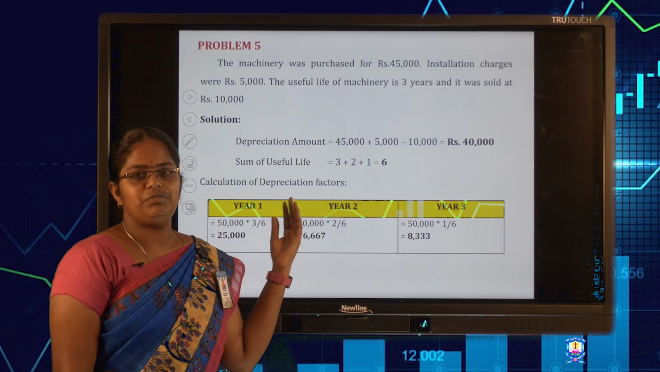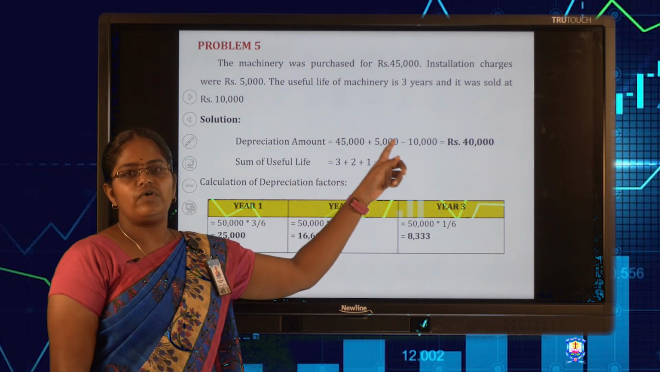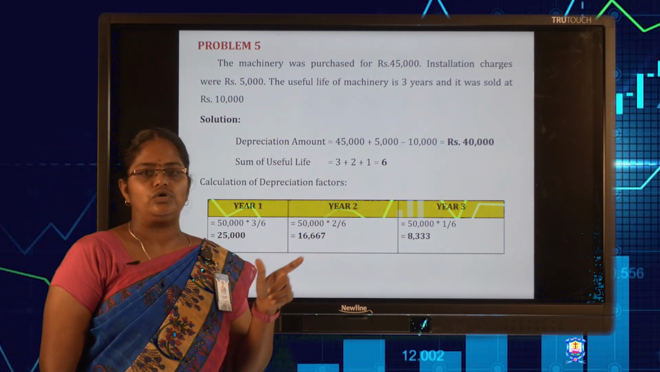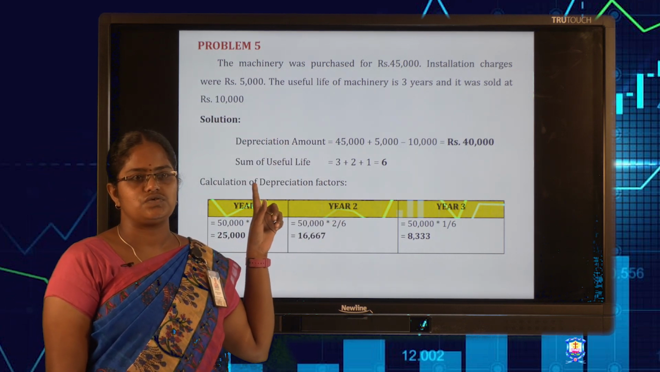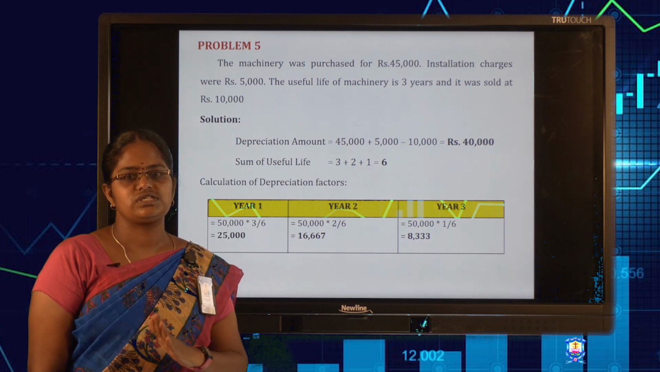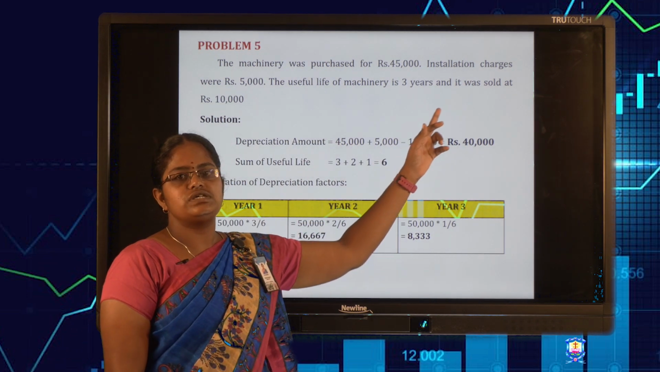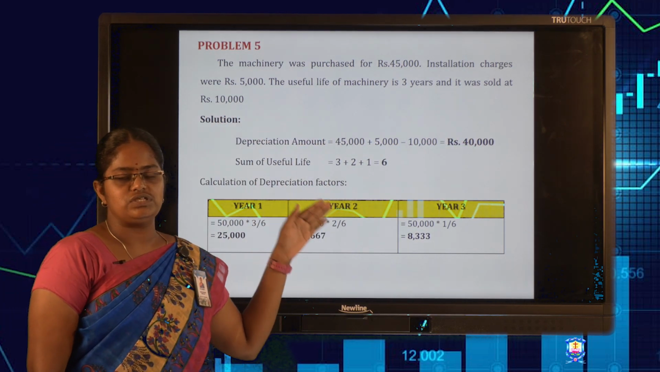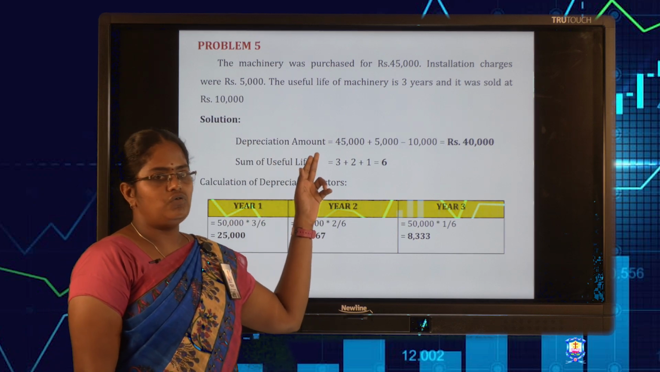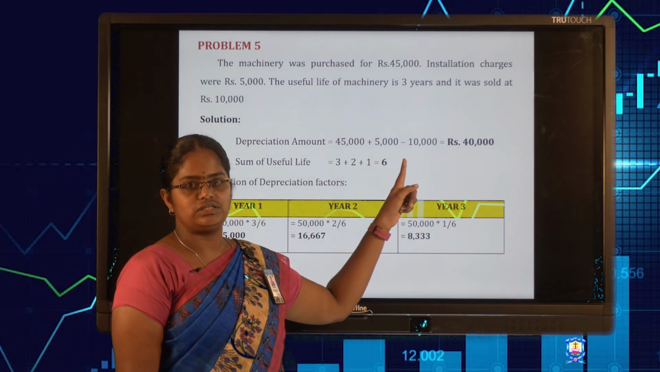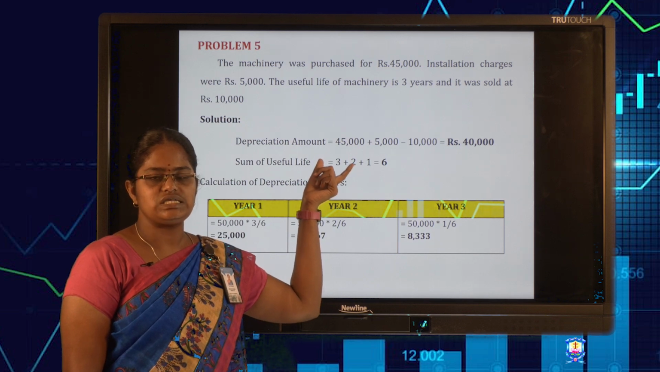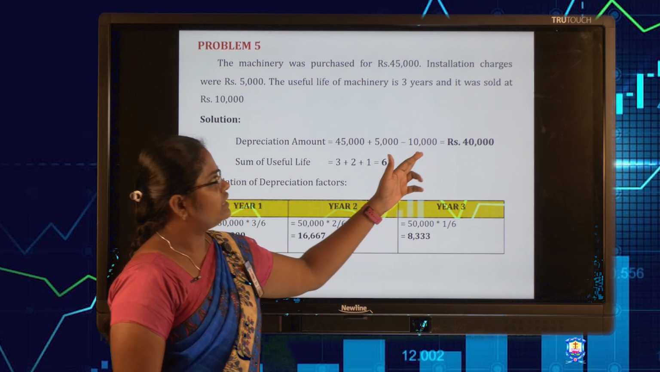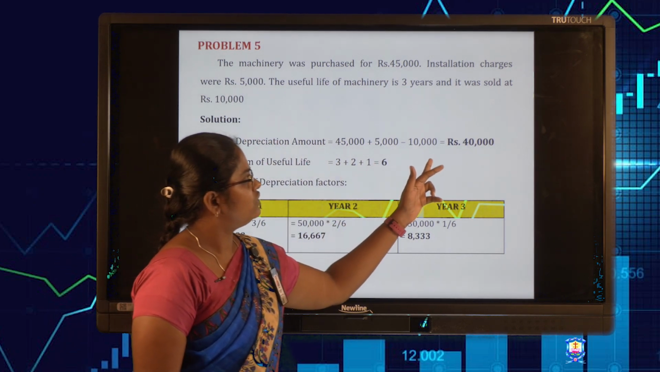The sum is, machinery purchased for rupees 45,000, installation charges were 5,000. Totally, the total value of asset is 45,000 plus 5,000, considered as 50,000 fixed value. The useful machinery life is 3 years and it was sold at rupees 10,000. Finally, we sold at 10,000. Depreciation amount is equal to original cost, that is purchase cost 45,000 plus installation charge 5,000 minus 10,000. 10,000 means the sales amount.